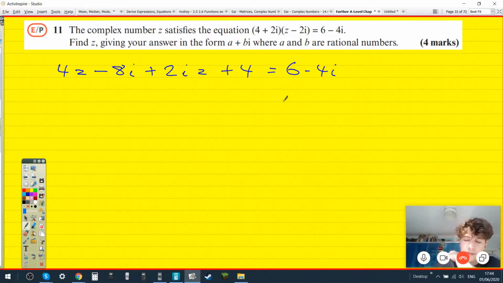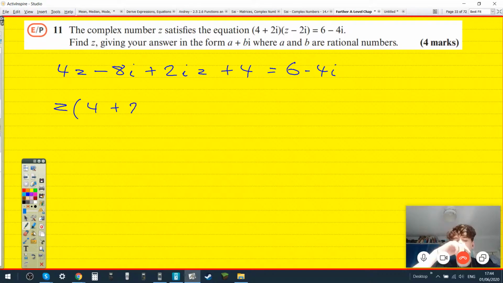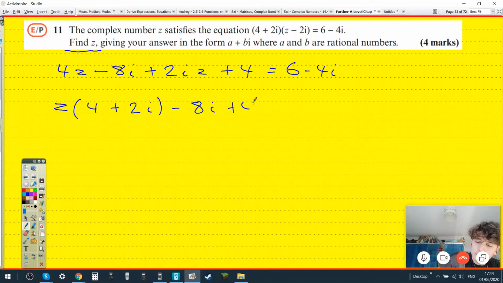Would you want to factorize this? Yeah, very good. So 2z, then 2 minus 4i plus i plus 2 equals 6 minus 4i. And I'm actually just going to factorize out z. Not 2z. Because the reason why is because we actually want to find z, so it's actually just a simpler thing. Okay.